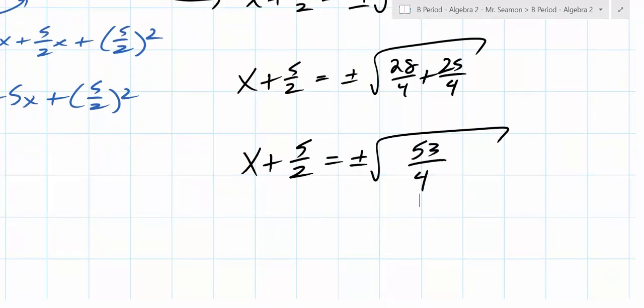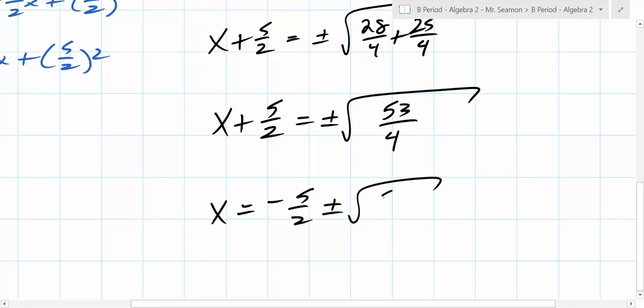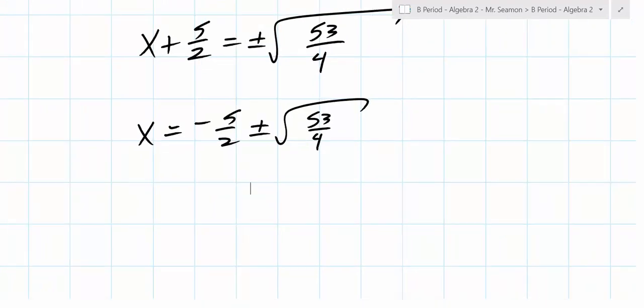What do I need to get rid of now if I'm isolating x? Square root. Well, no, we already have the square. We need to get negative 5 over 2 plus or minus the square root of 53 over 4. Now, is there anything we can do to simplify this thing right there? You can change it to a compound fraction? Well, no. What can I do?